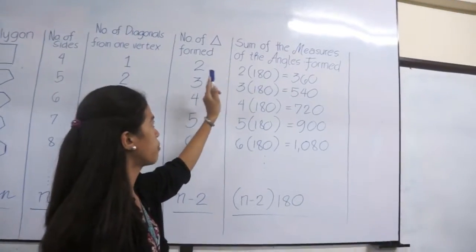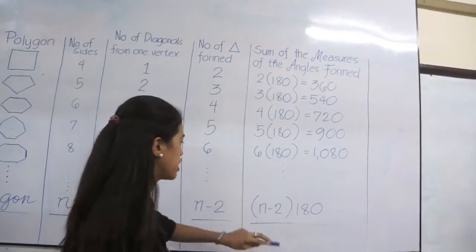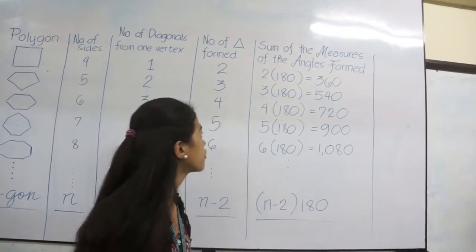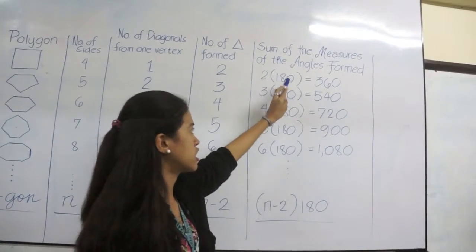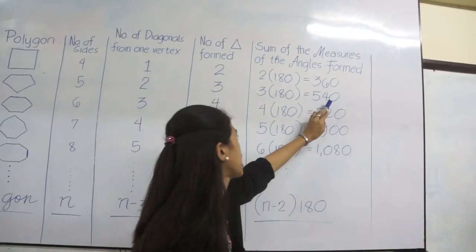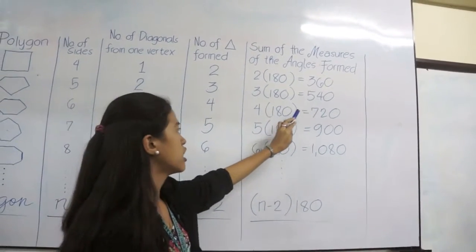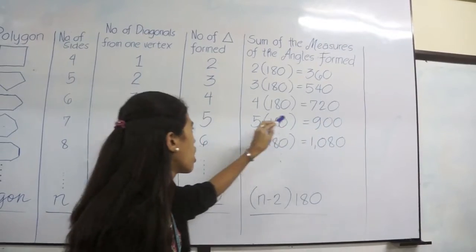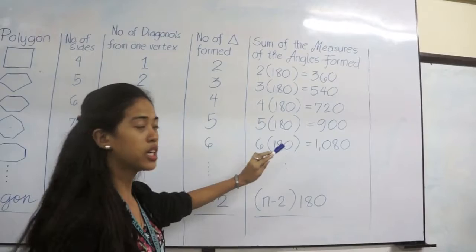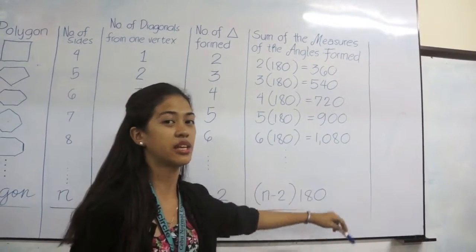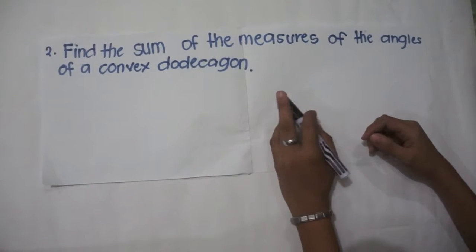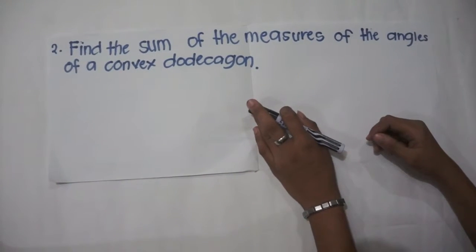In getting the sum of the measures of the angles formed, we have this formula, the quantity n minus 2 times 180. So 2 times 180 is equal to 360. 3 times 180 is equal to 540. 4 times 180 is equal to 720. 5 times 180 is equal to 900. 6 times 180 is equal to 1080. To understand further the basic properties of polygons, study the following examples.